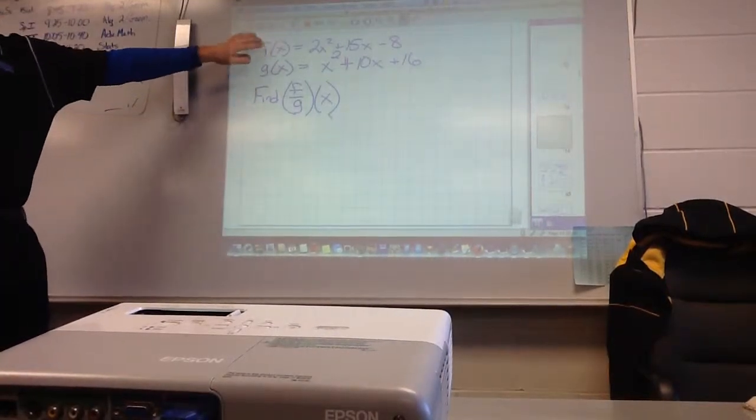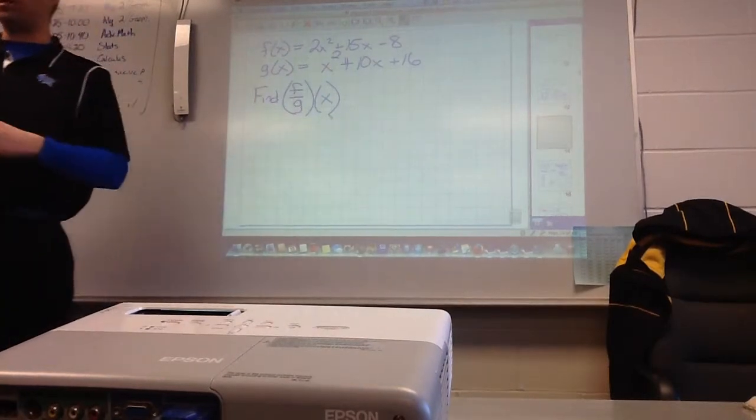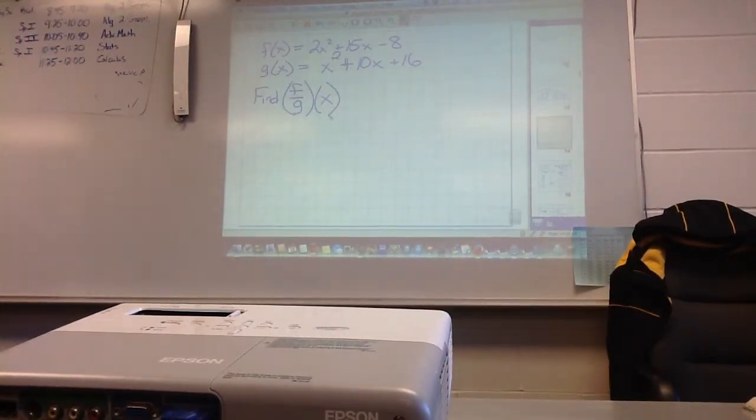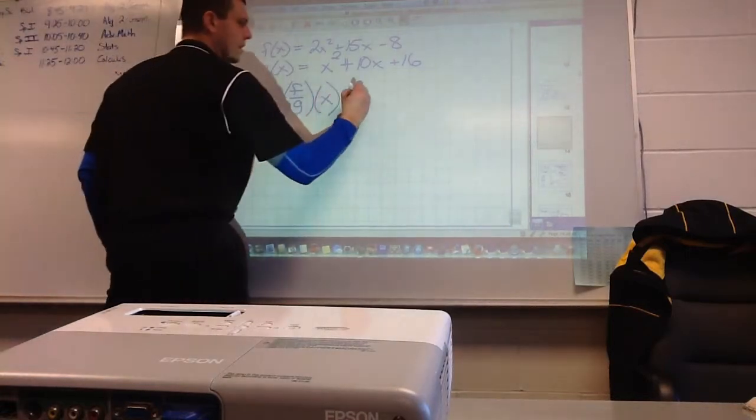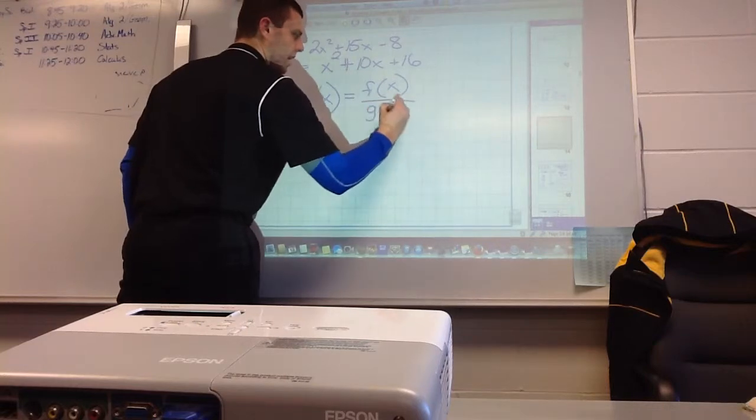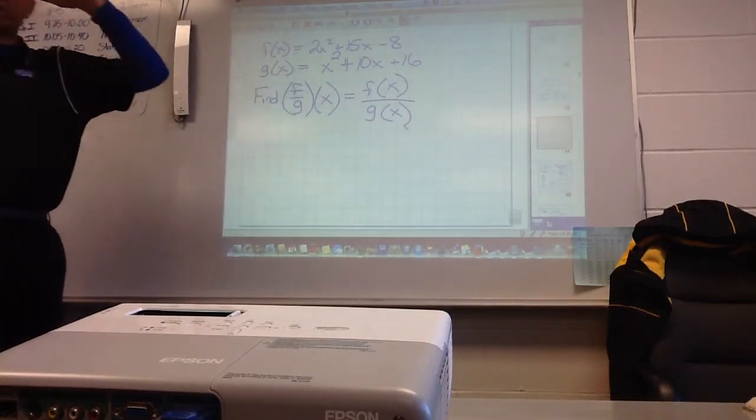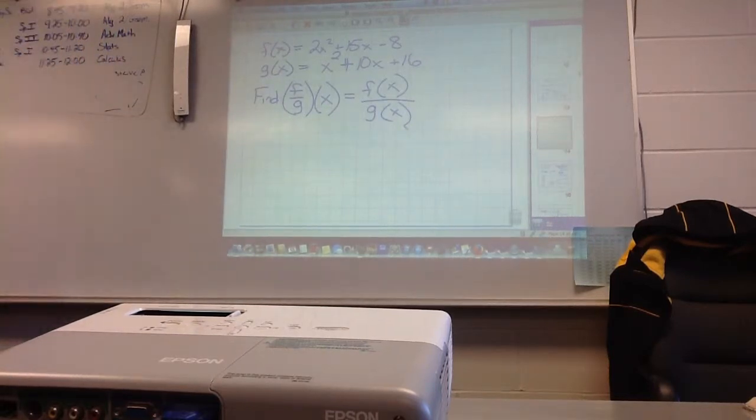So you'd be given two functions, and in this case you were asked to divide those functions. Find f divided by g of x, which really just means you're going to take f of x and divide it by g of x. Okay? So if you see this notation, it just means to take f of x and divide it by g of x.